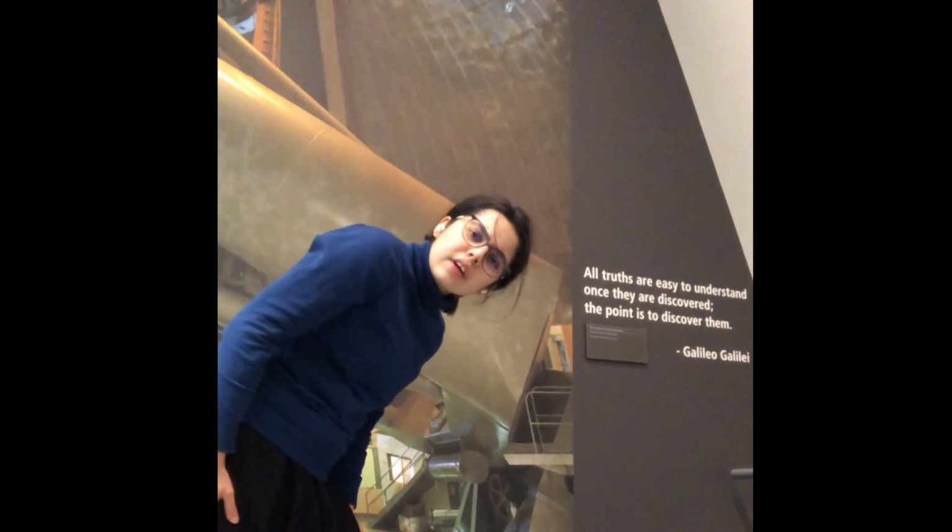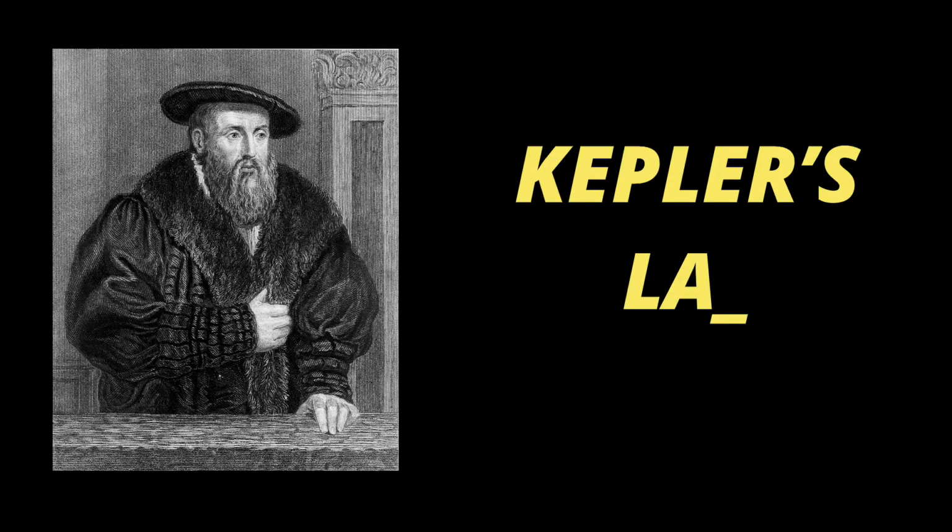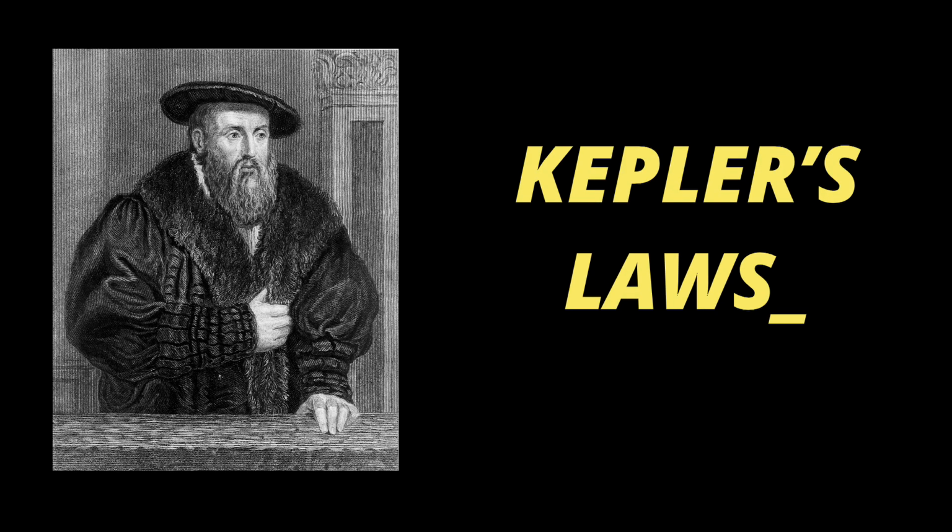Ever wondered how the Earth orbits the Sun, how the Moon orbits the Earth, or how anything orbits anything? Well, the answer lies in Kepler's laws. Kepler was a German astronomer, and he had 3 laws of planetary motion.